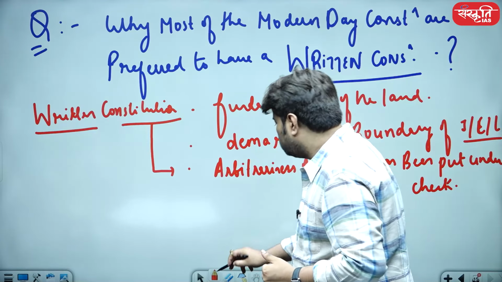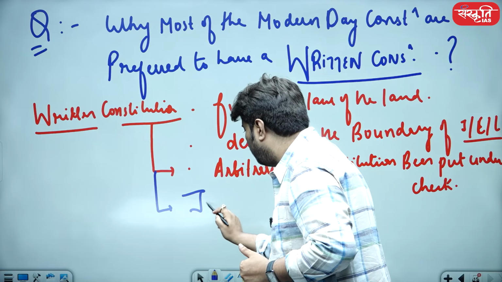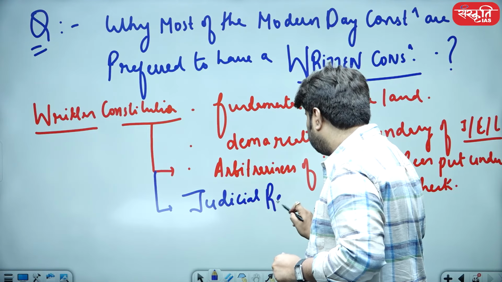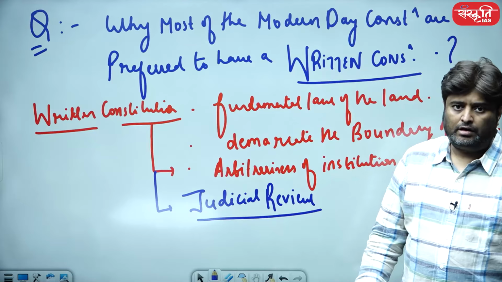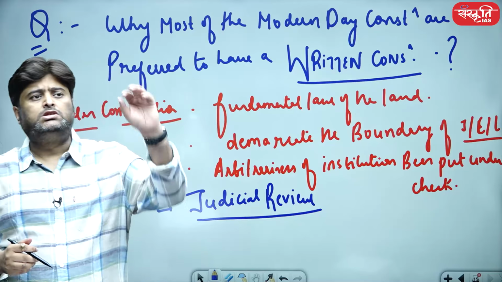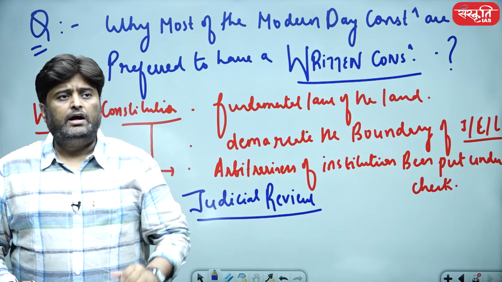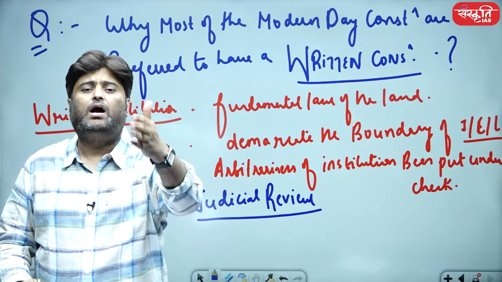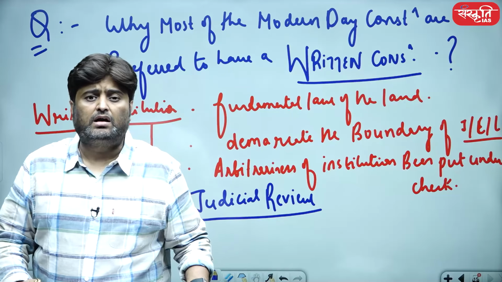And one of the most important aspects of a written constitution, whether in India or in America, is that it supports the idea of judicial review, and that too explicitly. And why is judicial review very important? Because the judiciary is considered to be the guardian and protector of the constitution. If the judiciary is the guardian and protector, and that is explicitly part of the written constitution, then the arbitrariness of any institution, including the judiciary, is going to come under control.